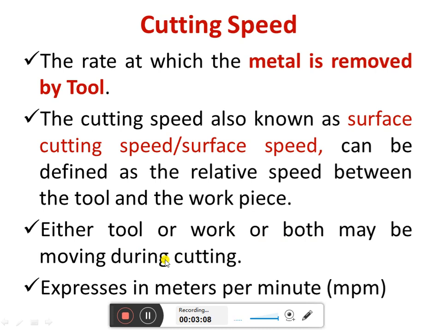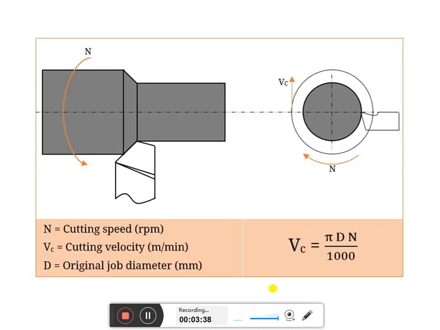In the lathe machine, the work rotates and the tool is moving, so both are moving. But in the case of a drilling machine, only the tool rotates but the work is stationary. In the case of a milling machine, the work is stationary and the tool rotates. So there are different categories, and cutting speed is expressed in meters per minute, mpm.